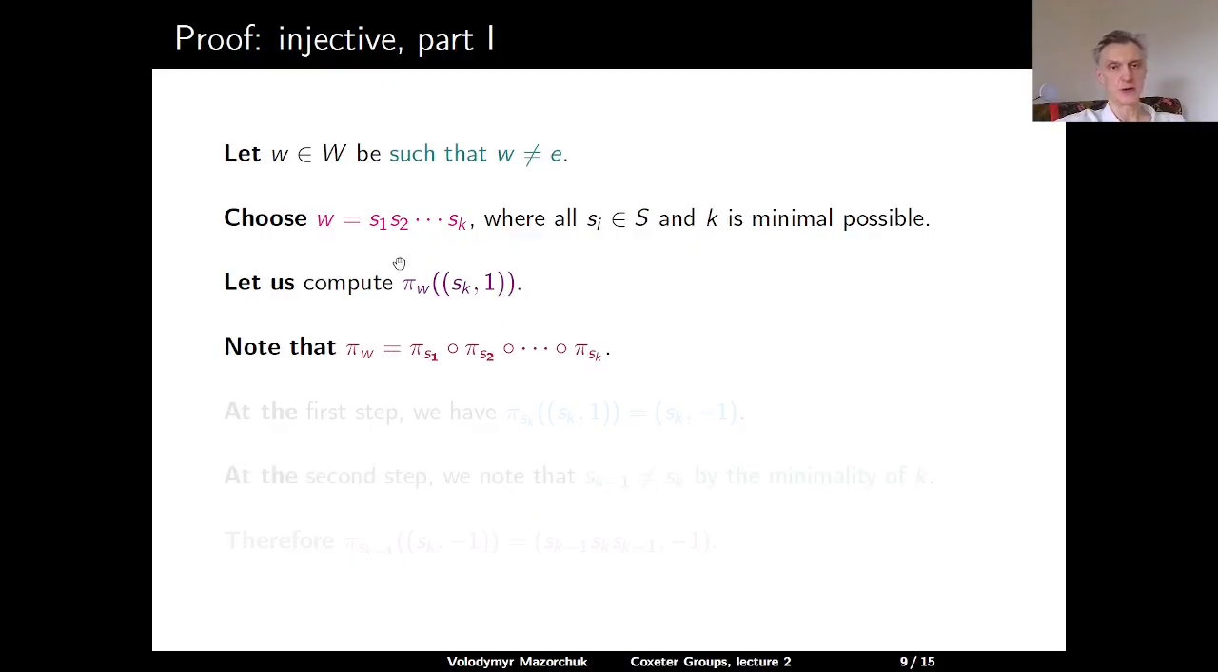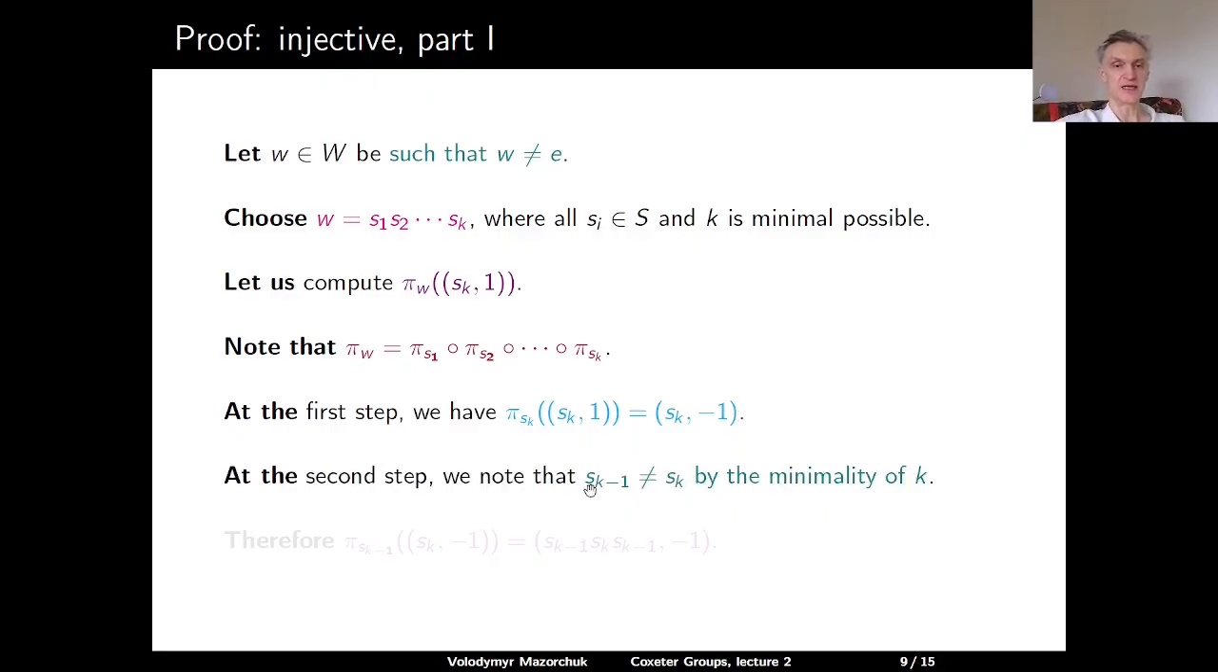Let us note that pi w, because we have a representation, is equal to pi s1 after pi s2 after and so on after pi sk. At the first step, pi sk applied to (sk, 1) is equal to (sk, -1) by definition. At the second step, let us note that sk-1 is definitely different from sk because k is minimal possible. Therefore, applying pi s(k-1) to (sk, -1), we get (s(k-1) sk s(k-1), -1): we conjugate sk by s(k-1), and the sign remains as it was, -1.